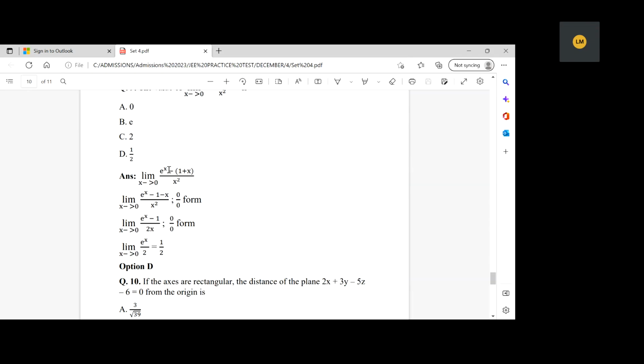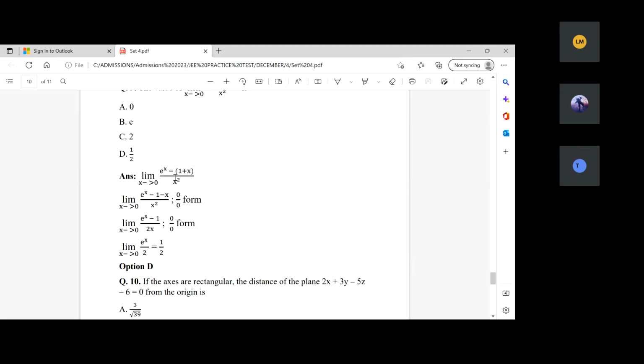So even if you want to substitute for e raised to x and then solve, it's completely fine. When we substitute x as 0, it's e raised to 0 minus 1 plus 1 by 0, so it is a 0 by 0 form. You can use L'Hospital's rule: differentiate both the numerator and denominator separately, then apply the limit.